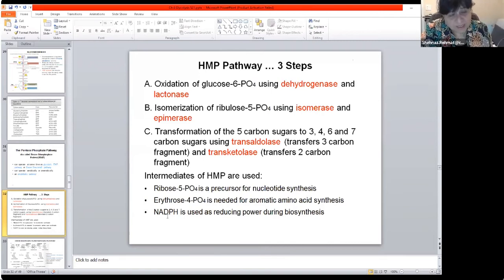Now, what does this indicate? That this pathway generates your electron carrier, which can now be used as reducing power during biosynthesis. So this will be used during anabolic activity. This is the only one of all the glycolytic pathways that generates NADPH, and this will be used for biosynthetic activity. So 3 important intermediates from the HMP are important in general cell regulation.